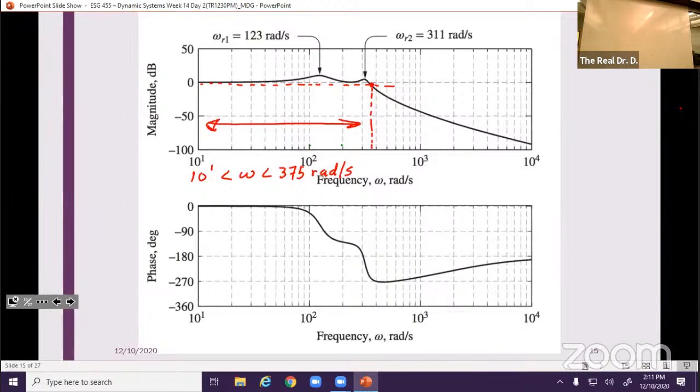Let's talk about transmissibility. If I wanted to discuss transmissibility, there's a couple ways we can do it. We can say, find the range of frequencies for which I start to attenuate, which we already did. Or more than likely, what we will see is something like this.